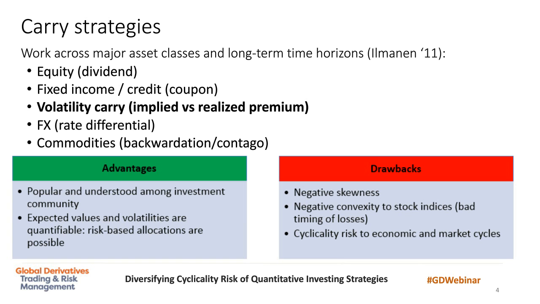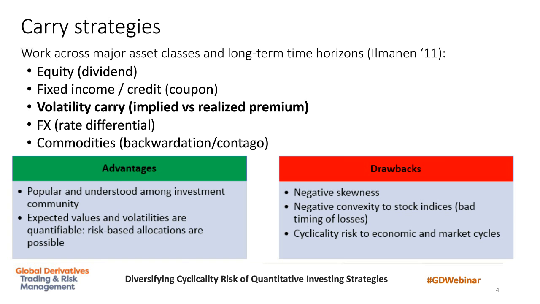The drawback of these strategies is obviously negative skewness. Typically they have very long periods of very good returns, but then suddenly they have very sharp drawdowns. Drawdowns almost always occur in bad market cycles, in bad regimes. They also have cyclicality risk to economic and market cycles.